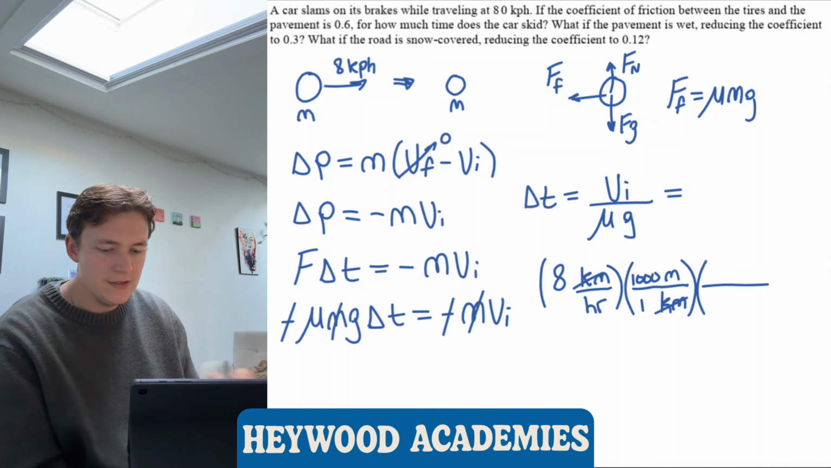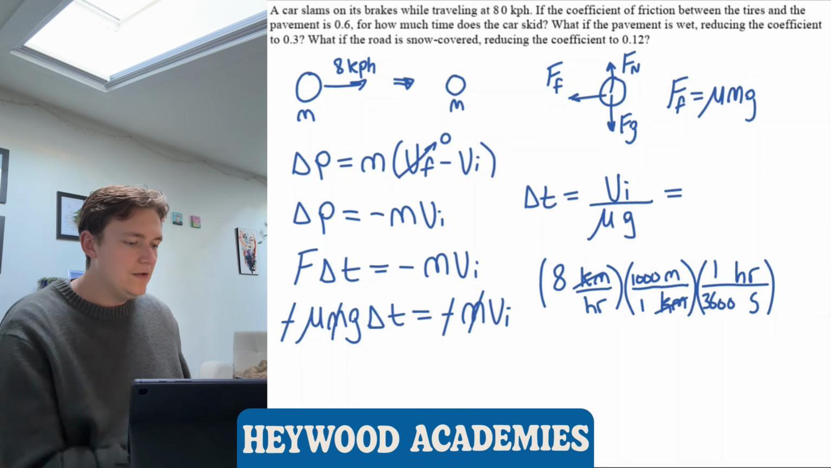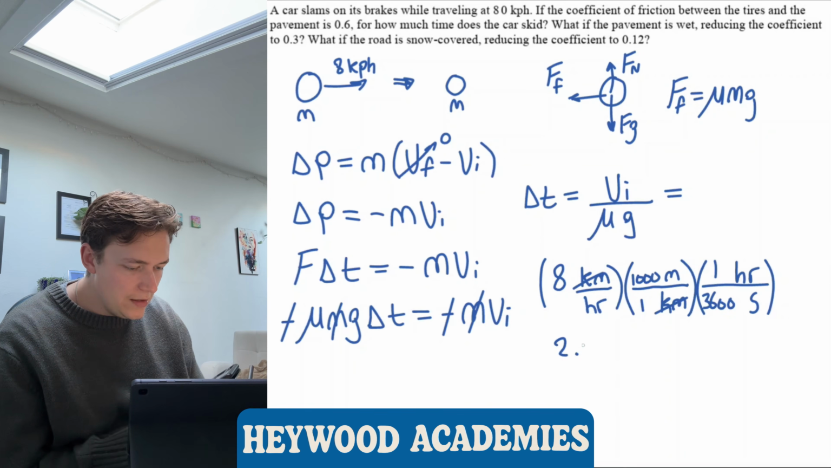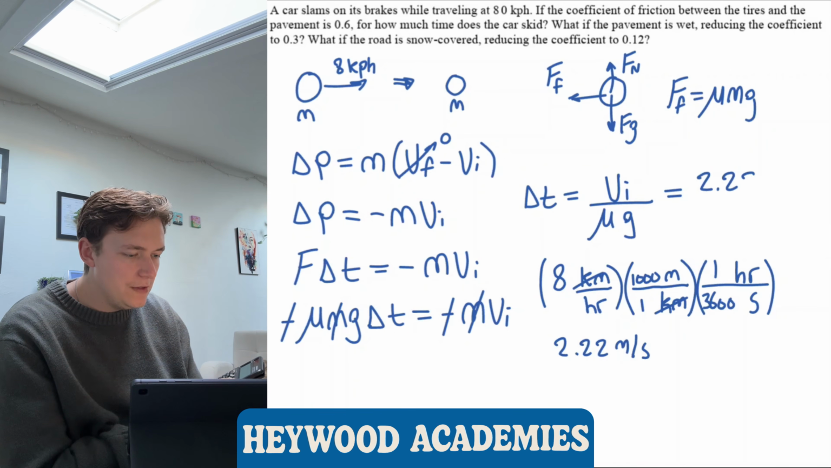Okay, so let's convert this one over to seconds. So we'll put hours on the top, seconds on the bottom. 1 hour is 60 minutes, which is 3,600 seconds. So we'll go 8 times 1,000 divided by 3,600 is 2.22 meters per second. So we'll have 2.22 meters per second. We're going to plug in a few different values for mu, and then we'll have g as 9.8.